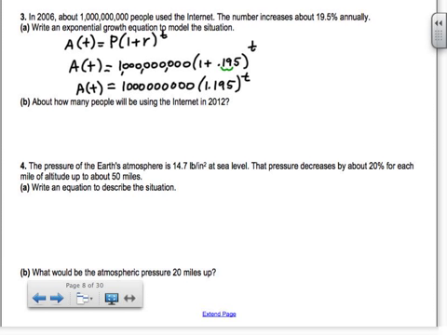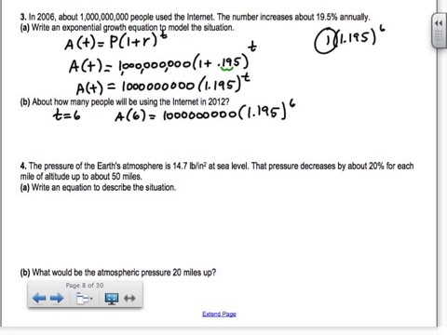Okay, so that's what part B asks. How many people will be using the internet in 2012? Do I plug in 2012? No. 6, because I told you originally it was 2006 when it was that 1 billion people. So this is 6 years later. So t equals 6. So we're going to say A of 6 equals 1 billion times 1.195 to the 6. Now, if you're lazy, you could do 1 times 1.195 to the 6, knowing that this is going to be in billions of people. But at the end, you need to remember to write that. Like you'd say, 2 point blah blah blah billion people.